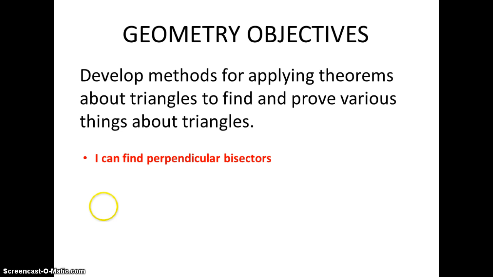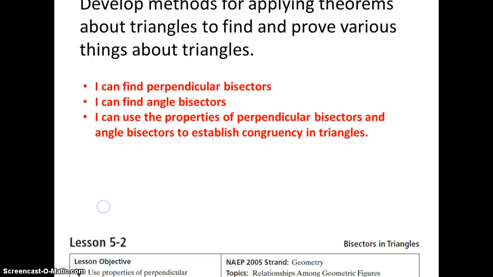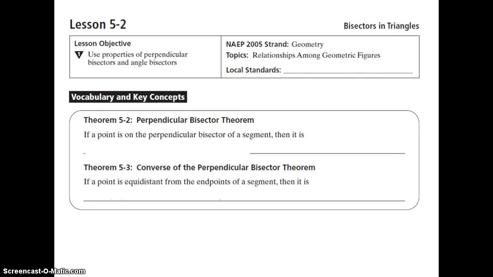In particular, find perpendicular bisectors, find angle bisectors, and use the properties of perpendicular bisectors and angle bisectors to establish congruency in some triangles. Here we go. First thing is the theorem. The perpendicular bisector theorem states that if a point is on the perpendicular bisector of a segment, then it is equidistant from the endpoints of the segment, meaning, of course, that it is equally distant from each one of the ends of the segment. So let me show you what this looks like.